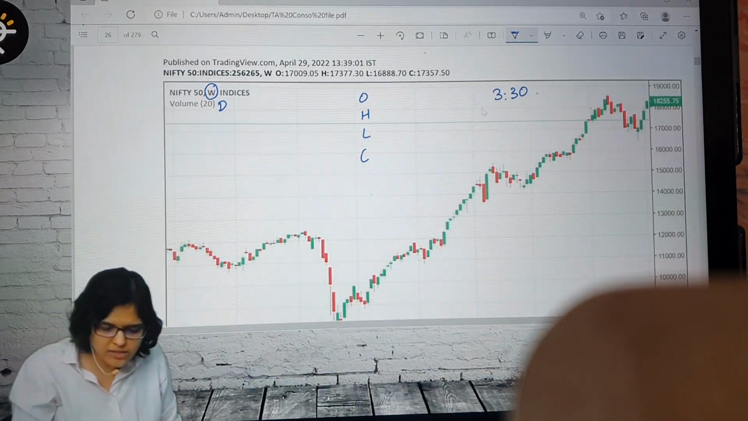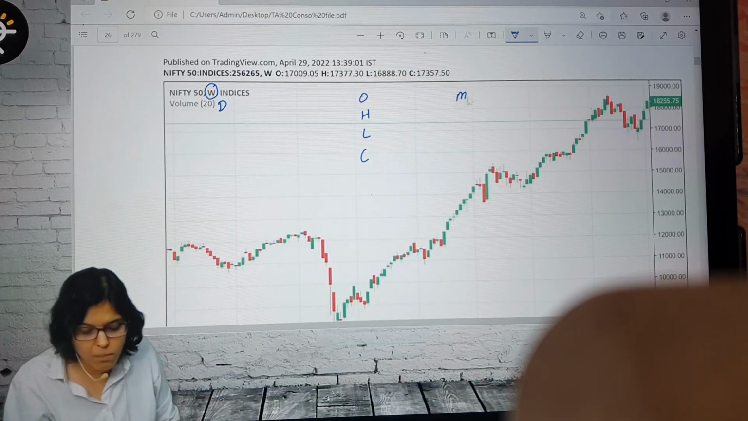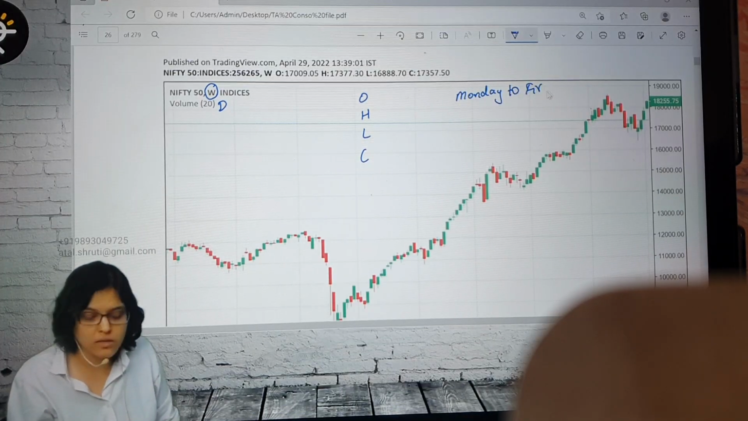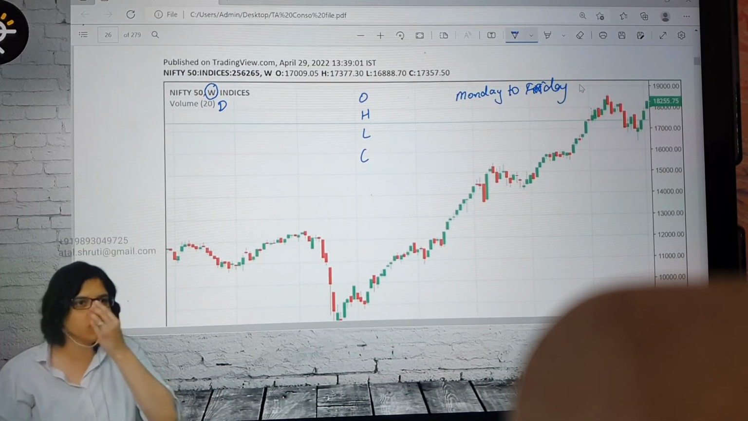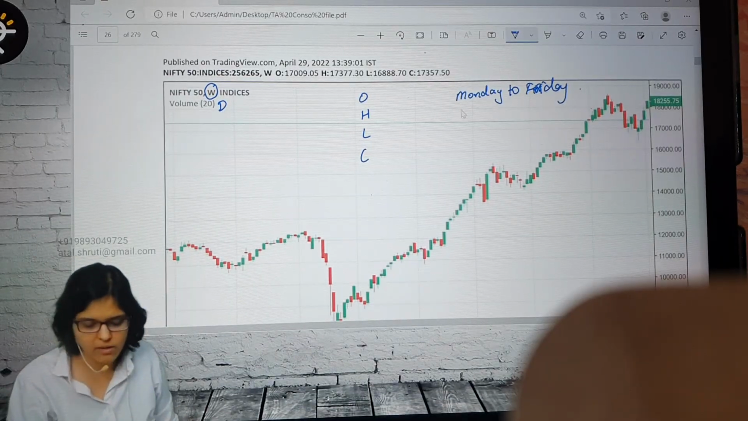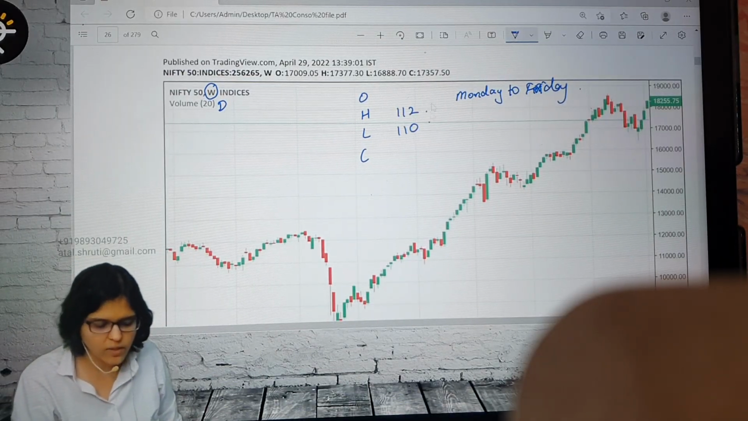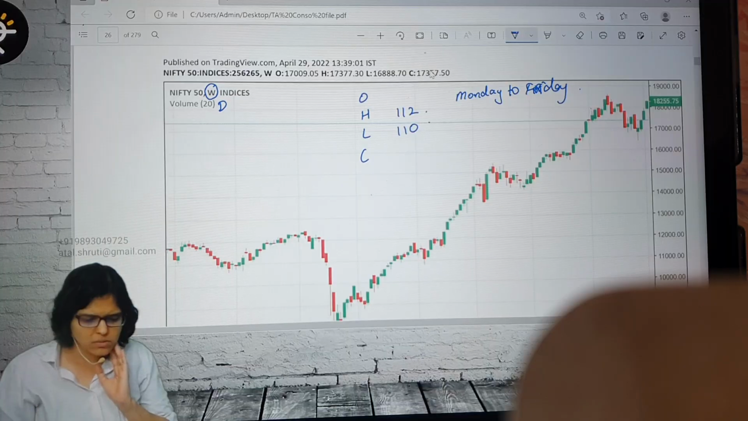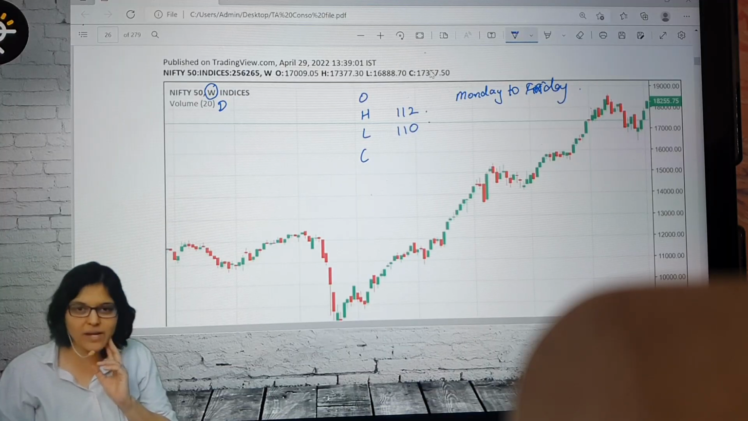Is this okay? Instead of 9:15 to 3:30, I say from Monday to Friday. This is the time frame that I'm taking. From Monday to Friday. Saturday, Sunday market is closed. Correct? From Monday to Friday, the highest point that I saw was let us say 112, lowest point was 110. What will be open and close?